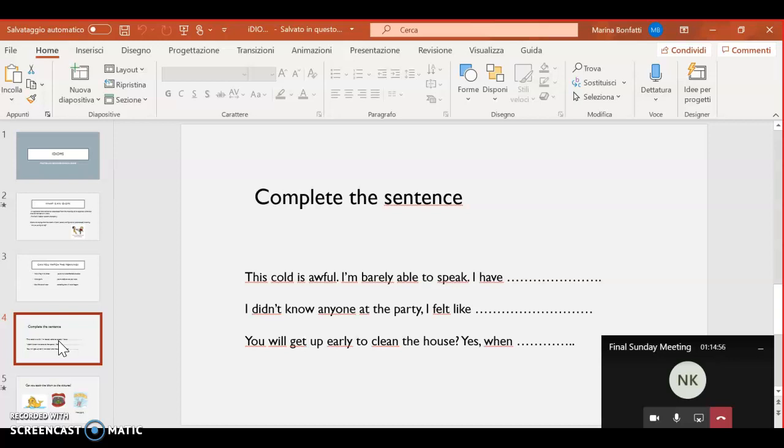This cold is awful. I'm barely able to speak. I have a frog in my throat. Goodness. Thank you. I didn't know anyone at the party. I felt like a fish out of water. And the last one, you will get up early to clean the house. Yes, when pigs fly.